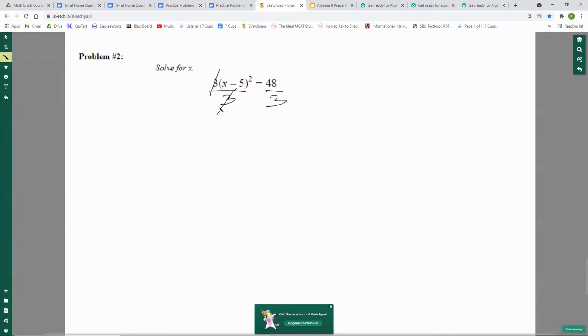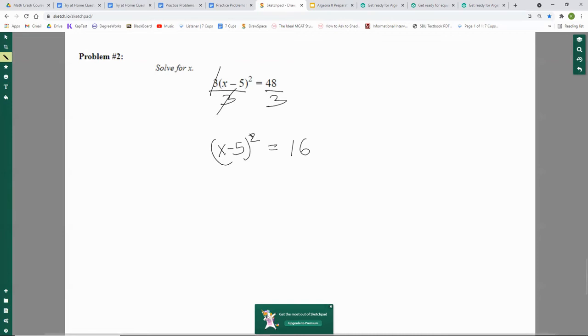So basically these 3's cross out, we're left with (x minus 5) squared, and then 48 divided by 3 is 16. And this number is going to line up really nicely with our radical.